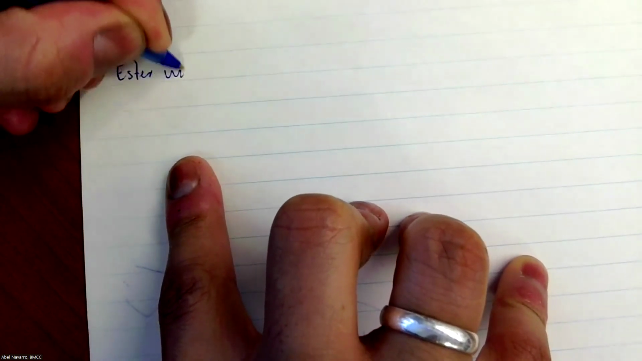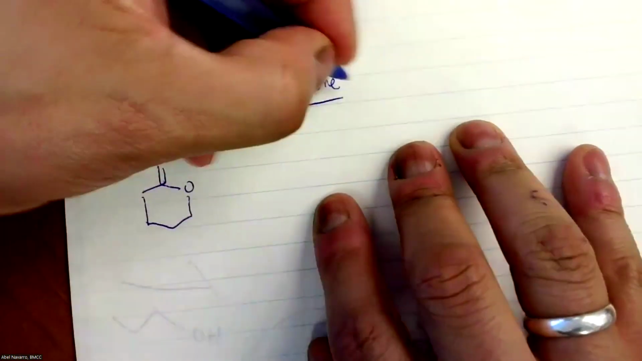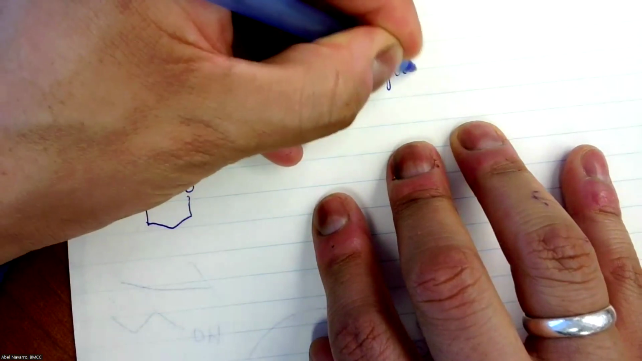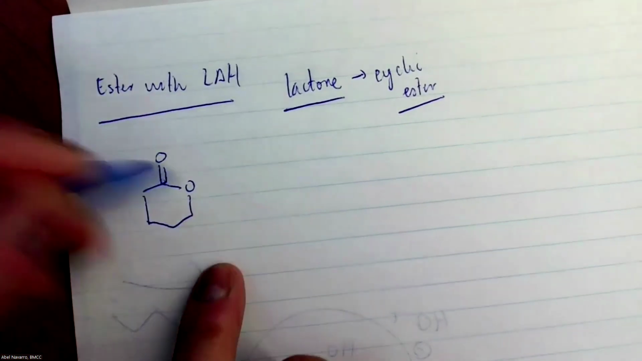Now, the last mechanism is with the carboxylic, the ester, right? Ester with LAH. You have the ester on the slide. Let's do a lactone. What is a lactone? A lactone is a cyclic ester. It's a common name. It's an ester that is in a ring.